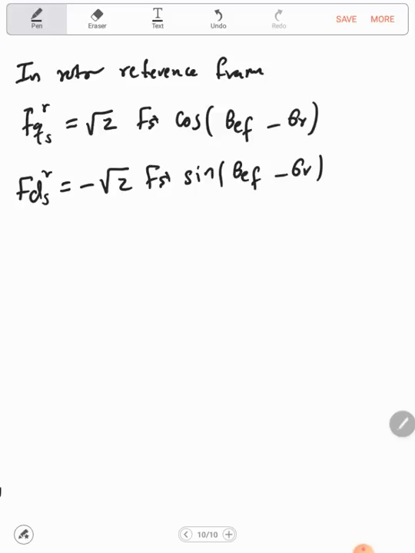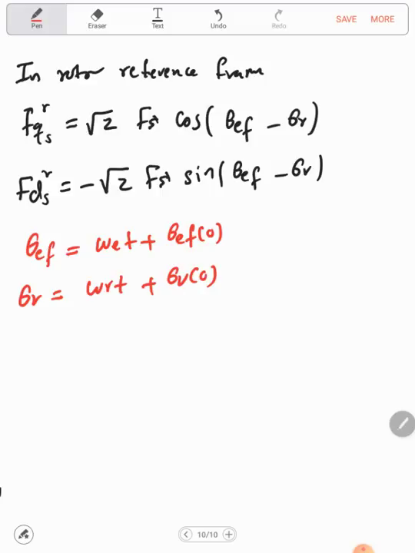This is not a different representation, this is the same representation, because recall that theta_ef is equal to omega_e t plus theta_ef of 0, and theta_r is equal to omega_r t plus theta_r of 0. So if I add theta_ef here and theta_r here, we get cosine of (omega_e minus omega_r) multiplied by t plus theta_ef of 0 minus theta_r of 0, which we already wrote at the start of the lecture.